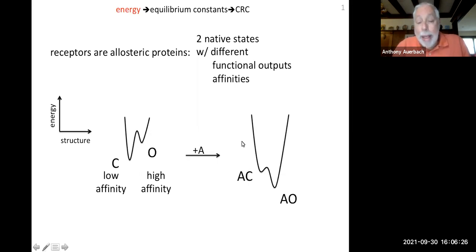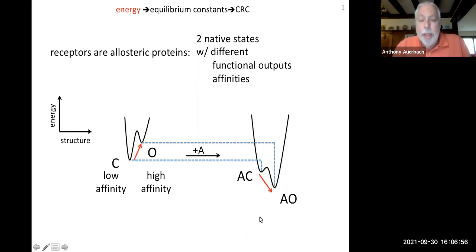But when you add agonists, the situation changes. Open becomes more stable than C. And the reason this happens is because of this difference in affinity. So you add a little bit of stabilizing energy to C, but you add a lot of stabilizing energy to O. And that changes the uphill reaction into a downhill reaction. So this is true of all receptors. Agonists turn on receptors because they bind with higher affinity to the active conformation. I think that's a rule for all receptors.